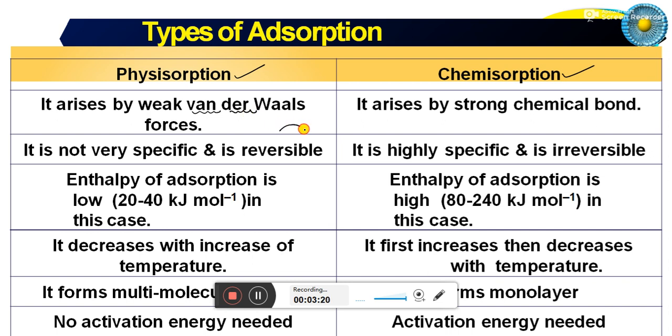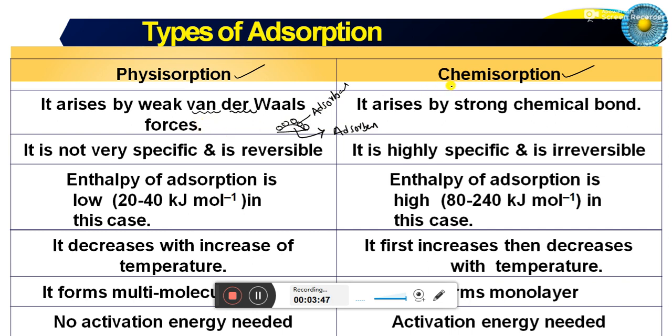Suppose I take one solid, and above the solid the gas molecules are coming and attaching here. The material which provides surface area is called the adsorbent. This gas molecule is called the adsorbate. So the gas molecule is attached to the metallic solid surface by Van der Waals force of attraction, which is a very weak force of attraction.